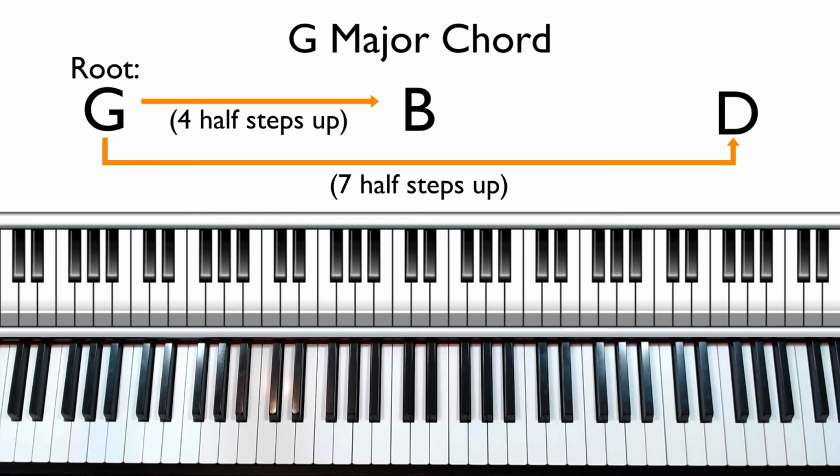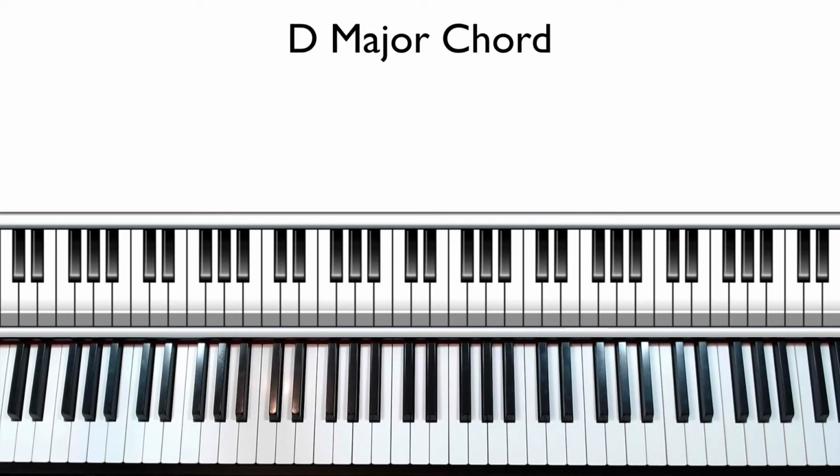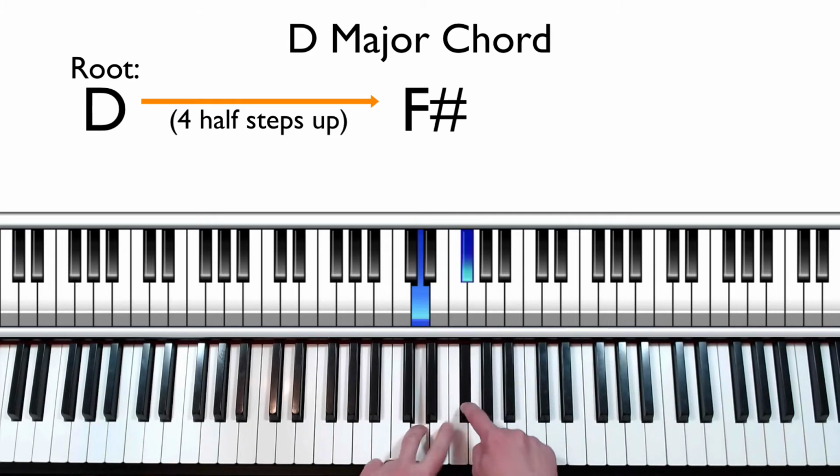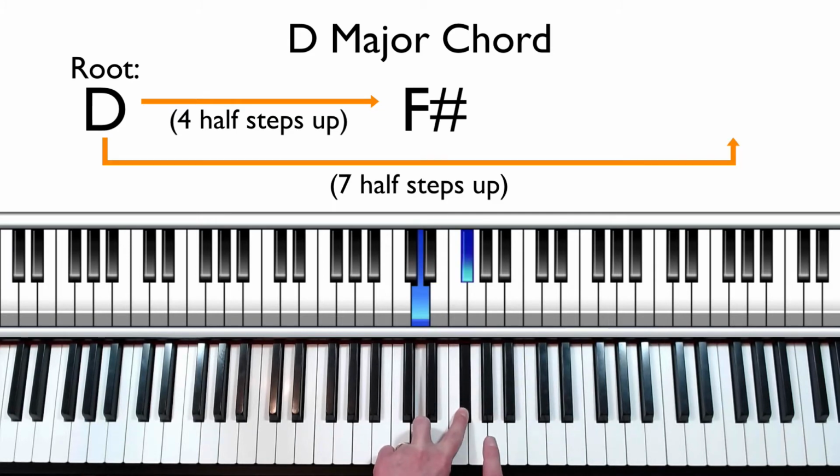Let's do another one. Let's find a D major chord. So if we have D, that's right in between these two black keys, and we count up 4 half steps. 1, 2, 3, 4. We can keep counting up to 7 now. 5, 6, 7. So we found the root, the note that's 4 half steps up, and the note that is 7 half steps up. And altogether, that makes a major chord. In this case, a D major chord.